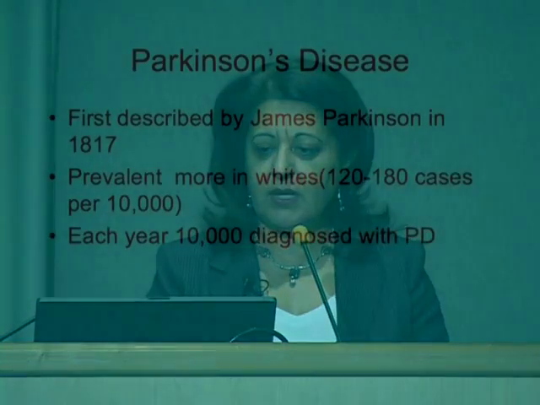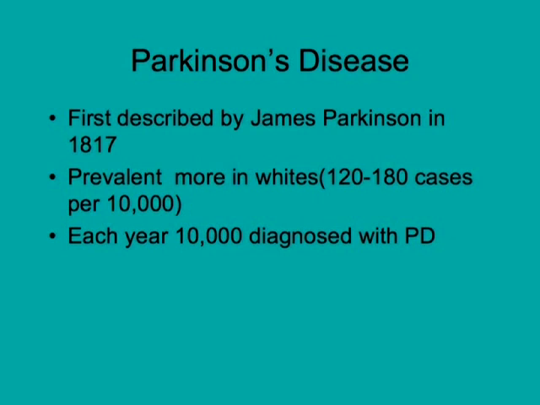So let's talk about Parkinson's disease first. As you know, it was first described by a person named James Parkinson. Actually, he wrote an essay called Essay on a Shaking Palsy. He had patients who were having symptoms of Parkinson's disease, and he described them first in the literature, and then the name came after him as Parkinson's disease.